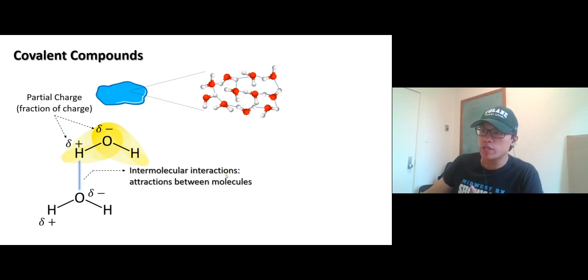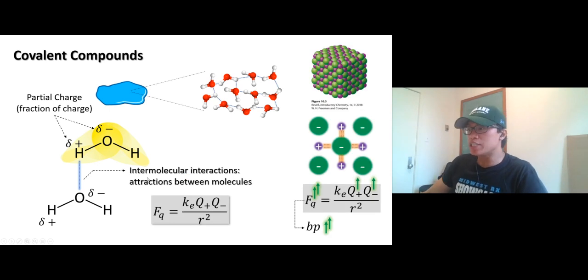Don't get confused with the ionic bond, covalent bond, or metallic bond. I'll show you in a bit. So this is between molecules. The intermolecular interactions are actually much weaker than the interactions of ionic compounds or metallic compounds.